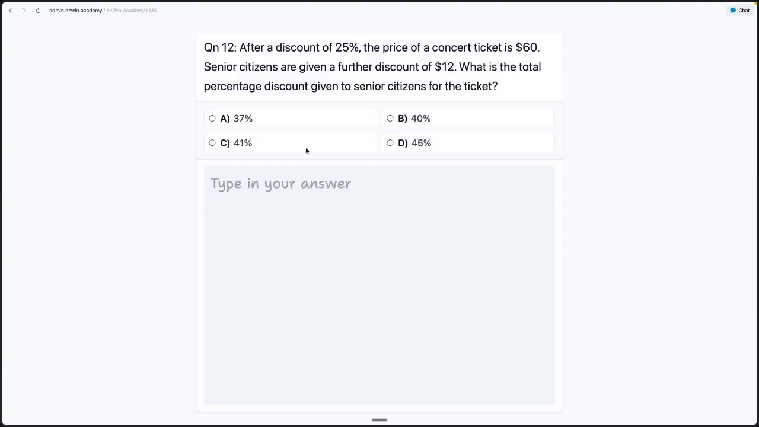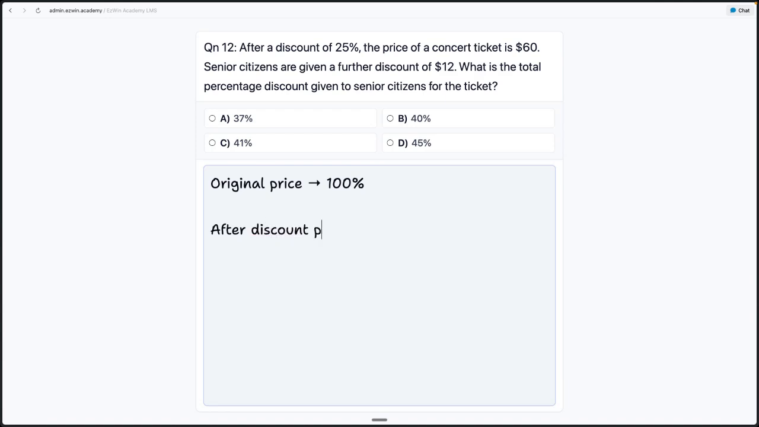So the thing is that this one you have to be very, very careful because you always want to find the original price. Okay, so the original price is 100%. So you always want to get the original price to get a total percentage. Percentage is tricky if you don't do it properly. So we know that after discount percentage, it will become 100 minus 25, which is equal to 75%.